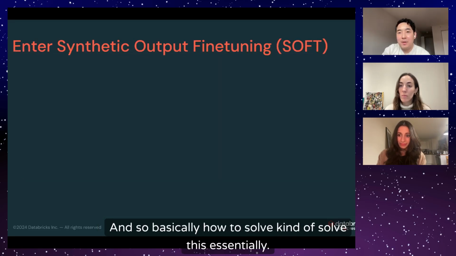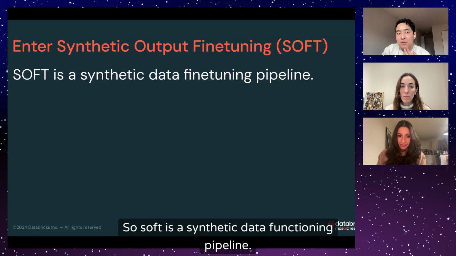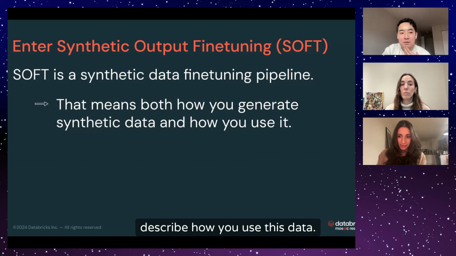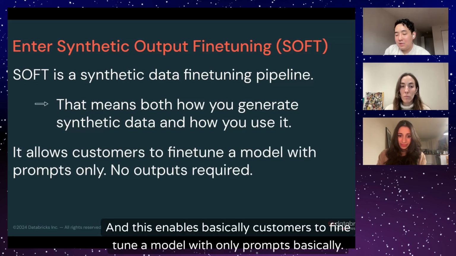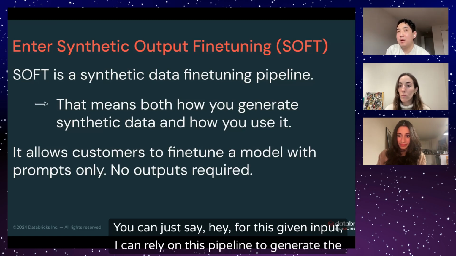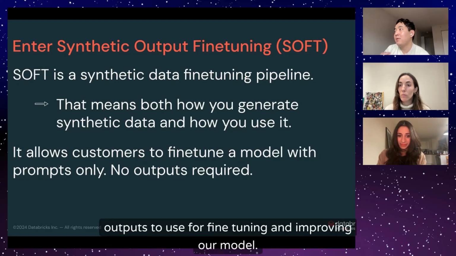And so how does SOFT solve this essentially? SOFT is a synthetic data fine tuning pipeline. Basically, what this means is that this pipeline helps you both generate data and describes how you use this data. And this enables customers to fine tune a model with only prompts. So you don't need input output pairs. You can just say, for this given input, I can rely on this pipeline to generate the outputs to use for fine tuning and improving our model.